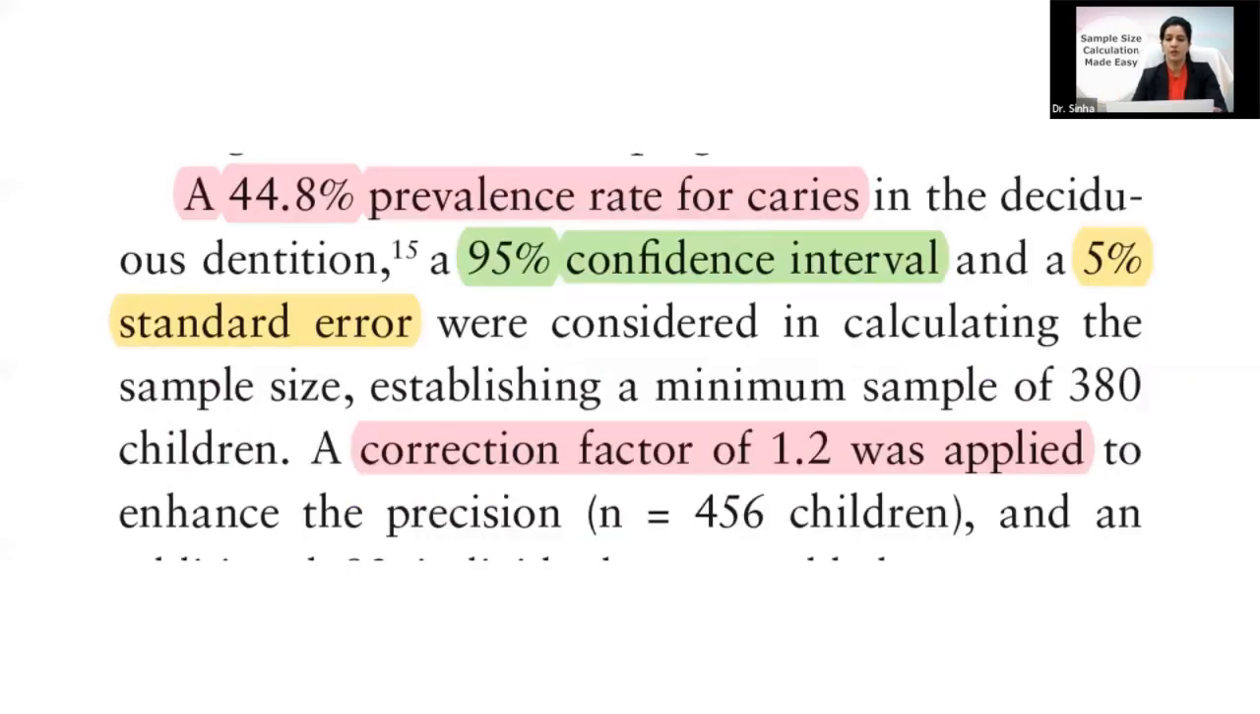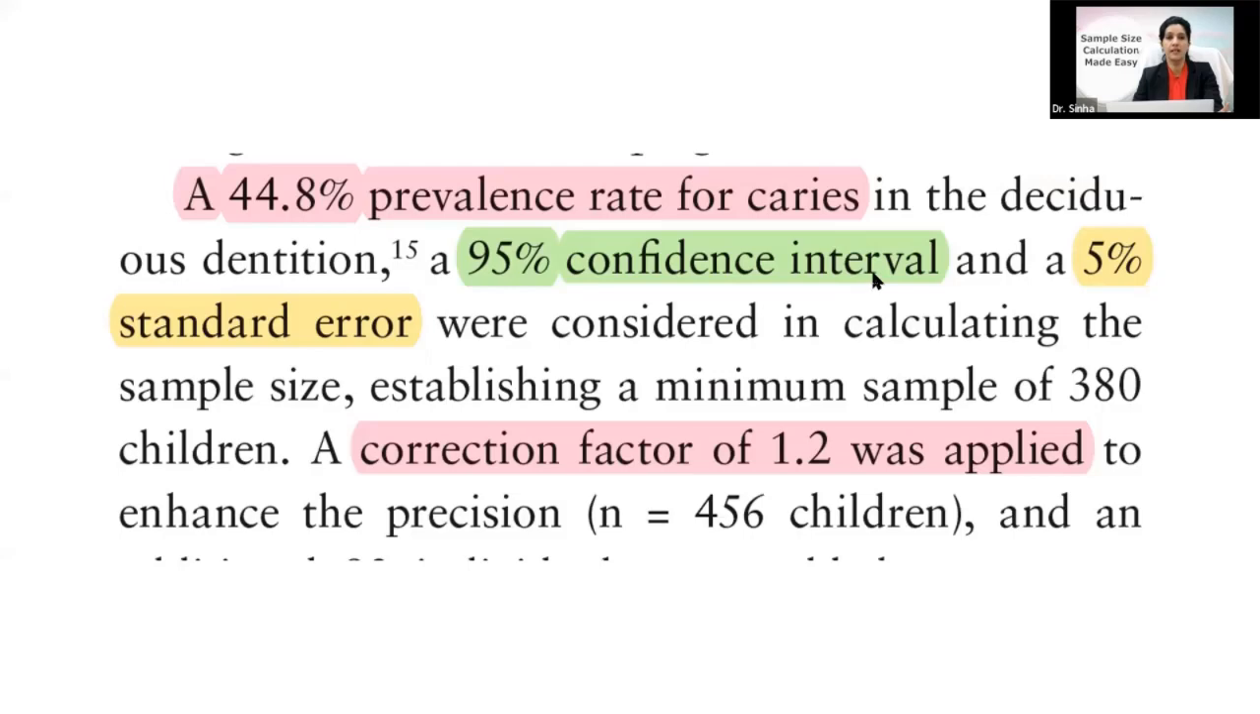So now this was the write-up of the author in that article. At a 44.8% rate for caries in the deciduous dentition, the author has given a reference. So you can see this 15. That means the author has reviewed the literature and seen that in the previous literature, this 44.8% prevalence was observed. And then he has used this 95% confidence interval.